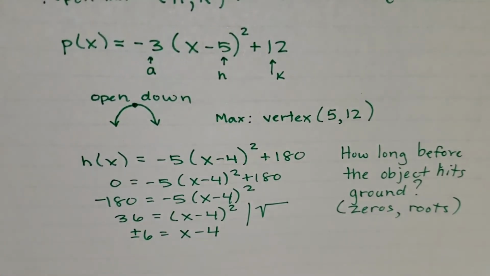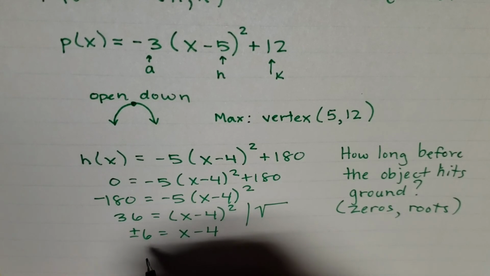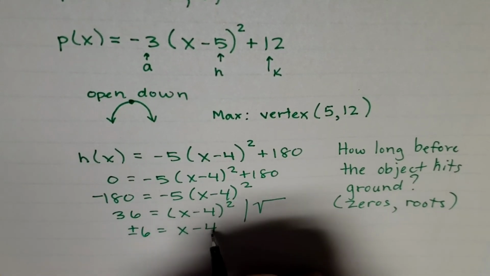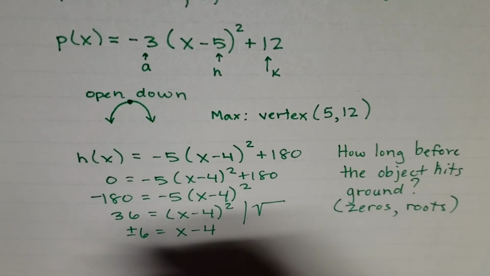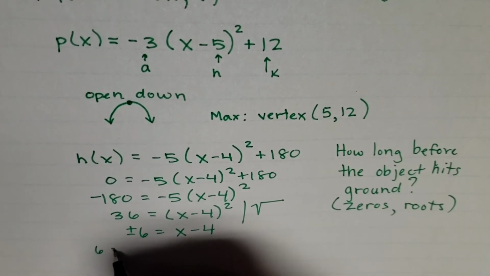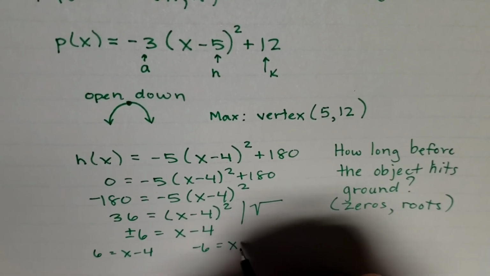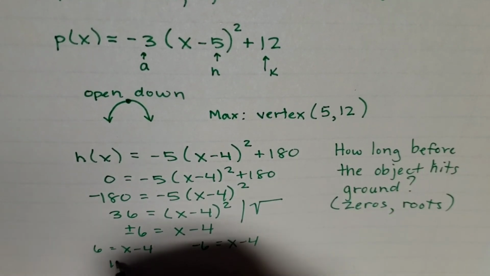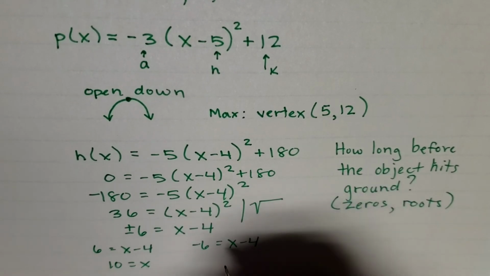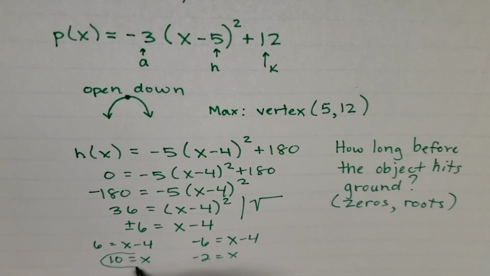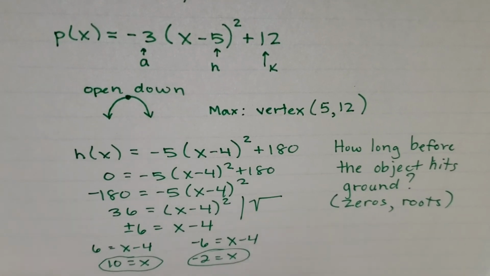Which you probably couldn't see any of that. And so we got that plus or minus 6 is equal to that. And then you're going to add that 4 to those numbers. Okay, so we really have 6 is equal to x minus 4. And we have -6 is equal to x minus 4. And so I get 10 is equal to x. Or I get -2 is equal to x. And those are your roots.